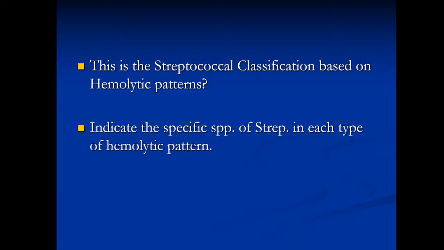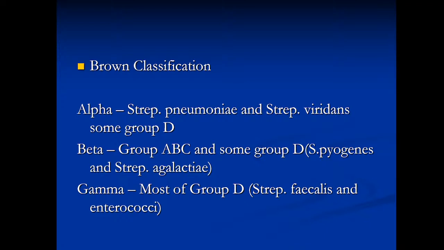All right. So we need to indicate the species of strep that are associated with these hemolytic patterns. The alpha hemolytic strep will include Streptococcus pneumoniae, Streptococcus viridans, and some group D Streptococcus. And then for beta hemolytic strep, or your pathogenic strep group, you will have groups A, B, C and some groups of D.